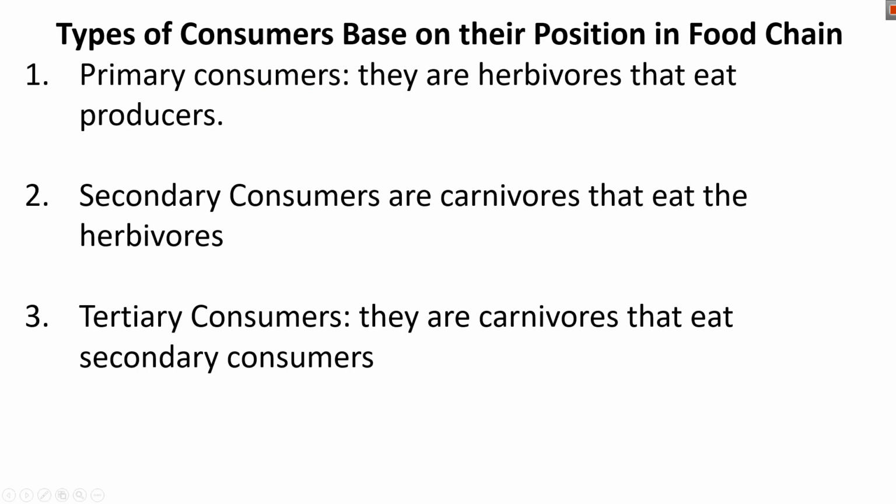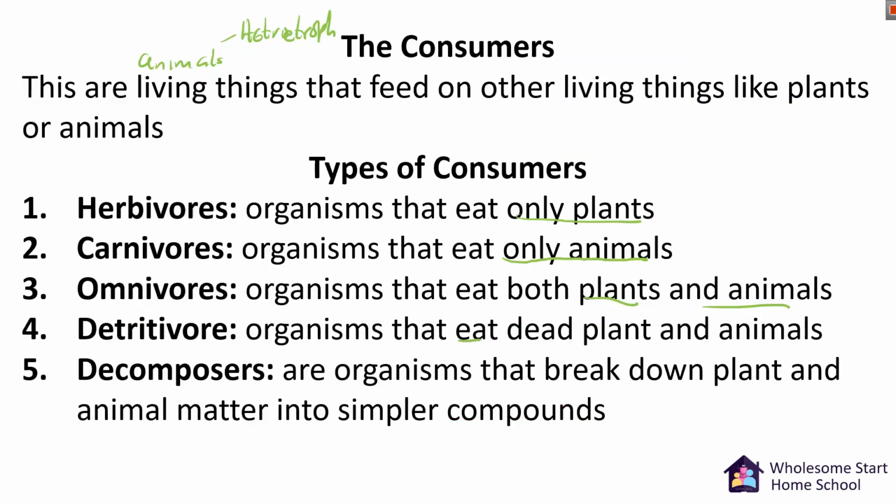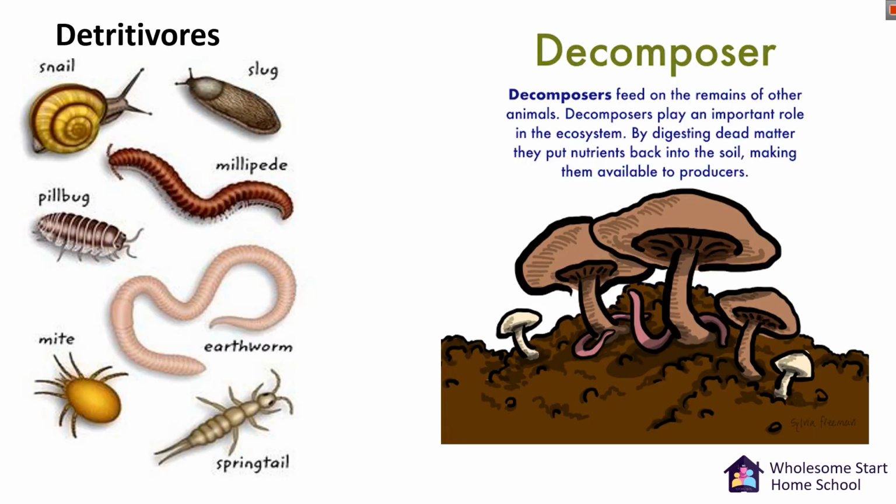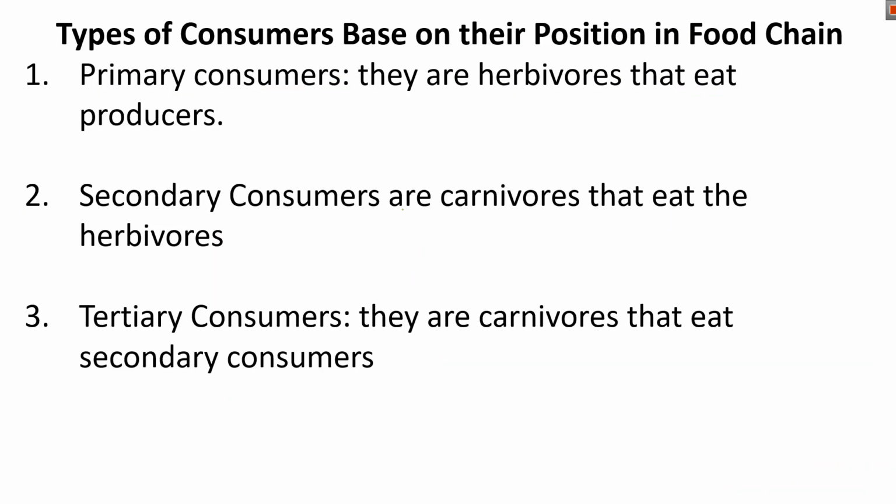Now let's talk about types of consumers based on their position in the food chain. The other one was just types of consumers generally, where we have the herbivore, carnivore, omnivore, detritivores and the decomposers. But now we are talking about types of consumers based on their position in the food chain.